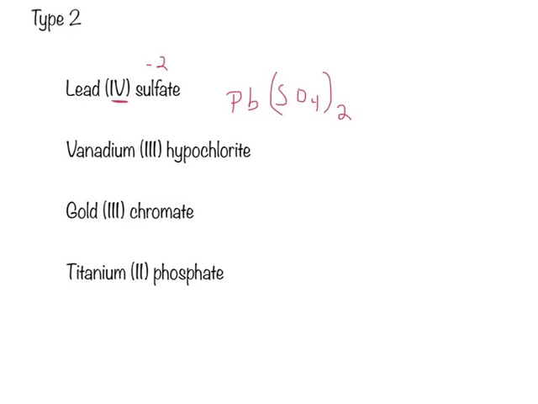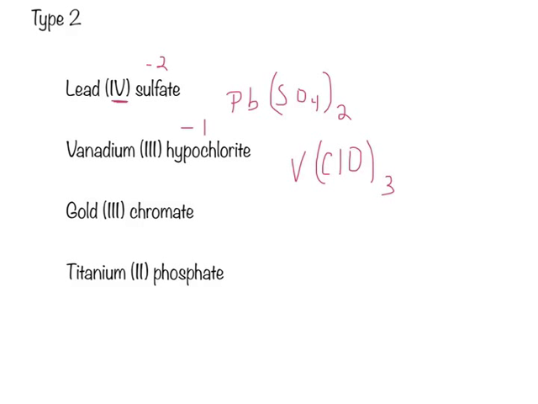So let's do vanadium-3 hypochlorite. The hypochlorite ion is a -1. So vanadium is a +3. So how many hypochlorite ions do I need? I need 3. So the formula for the hypochlorite ion is ClO, and I need 3 of them.